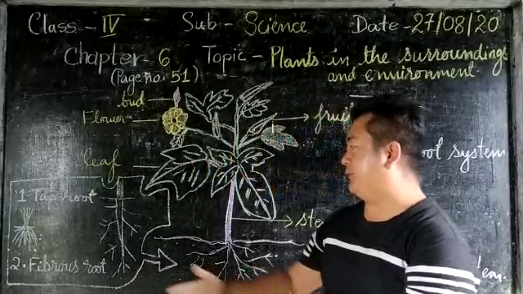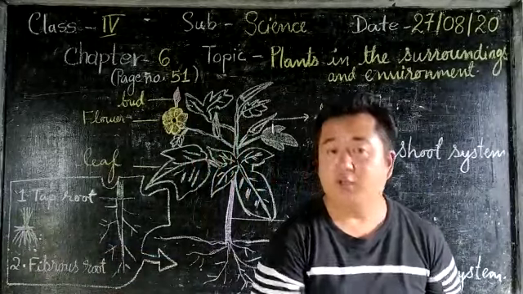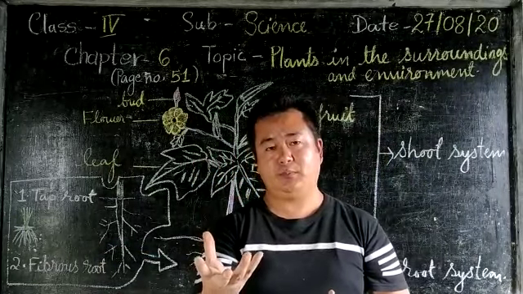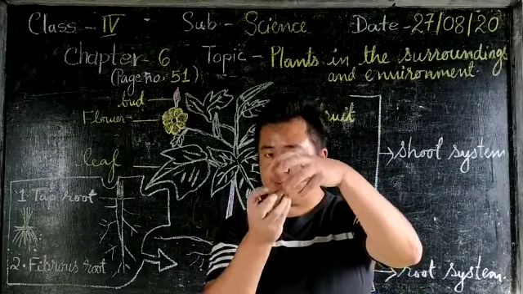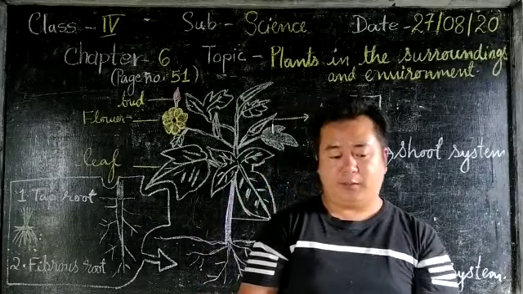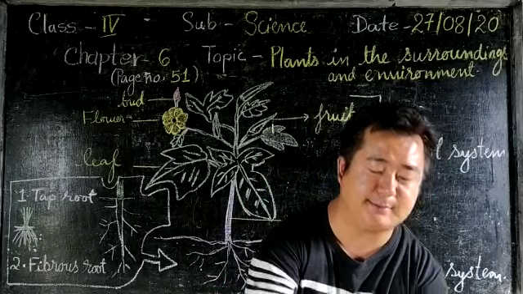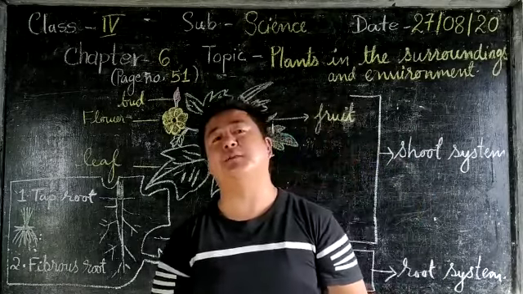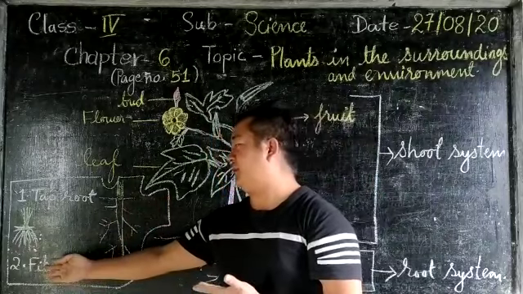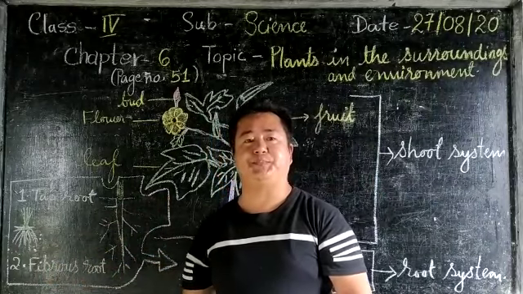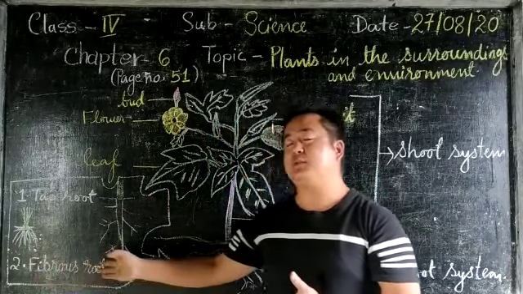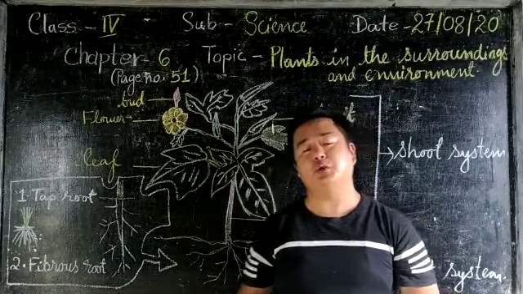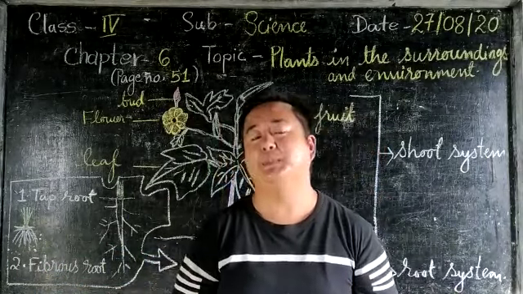For the example of the fibrous root, we have seen onion. Yes, onion also has a fibrous root. And just now I talked about the grass, even the maize, rice. They have what type of root system? Fibrous root system. And fibrous root systems are found in the monocot plants.